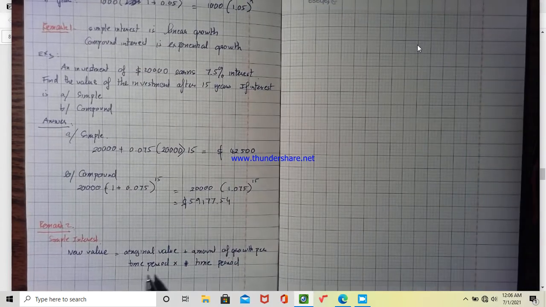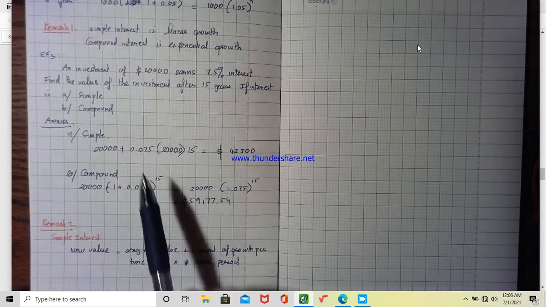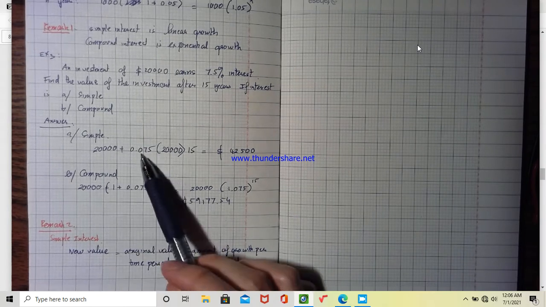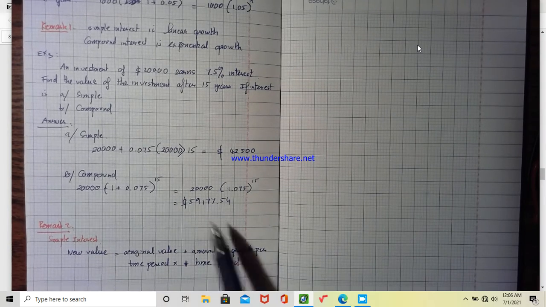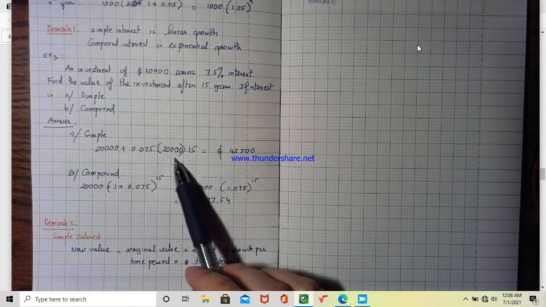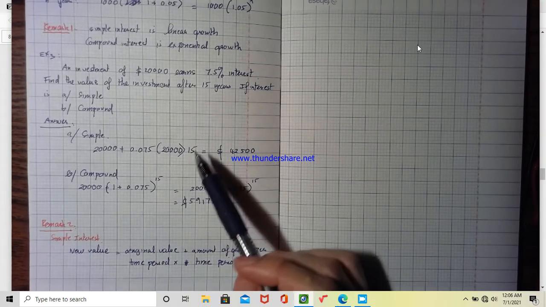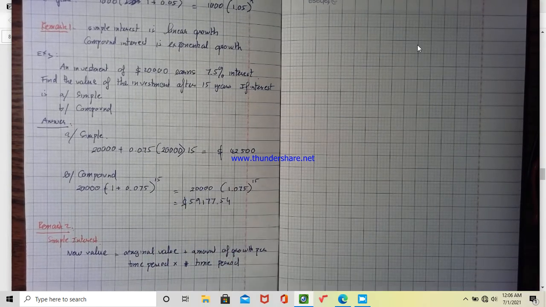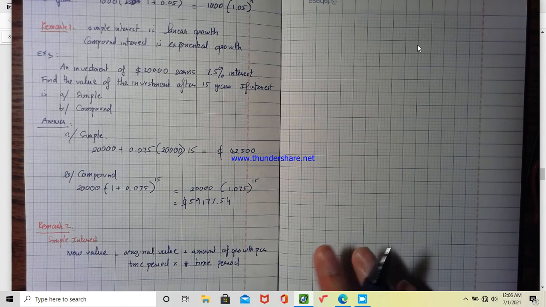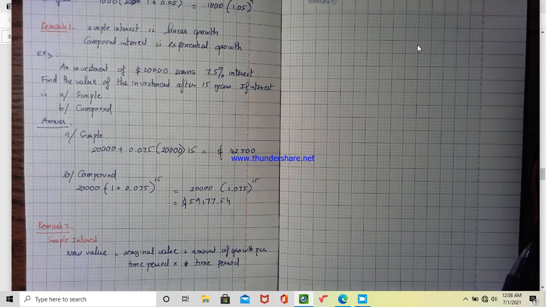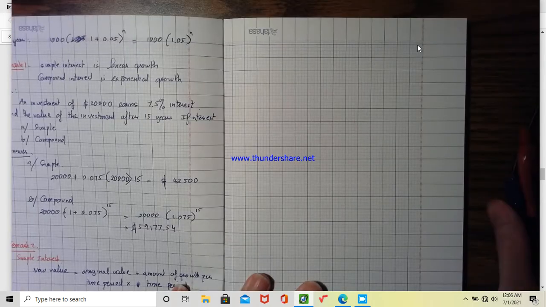It totally makes sense, right? The original amount is over here, plus the amount of growth, so this is the amount of growth right here, multiplied by the time period. The time period is the number of years accumulated. That's for simple interest.